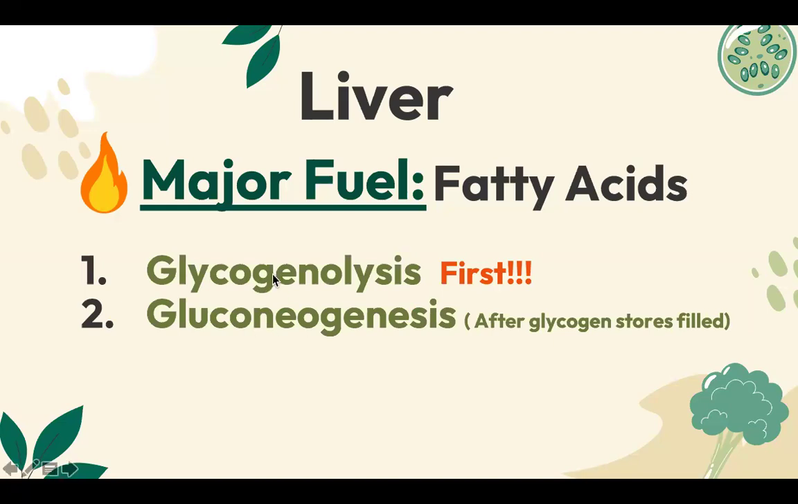Now, there are two pathways that happen in the liver. One's glycogenolysis, which is breakdown of glycogen. That makes sense because we have low glucose and we need more, so we break down the glycogen stores. And once we use up the glycogen stores, we move on to gluconeogenesis, forming glucose from amino acids.